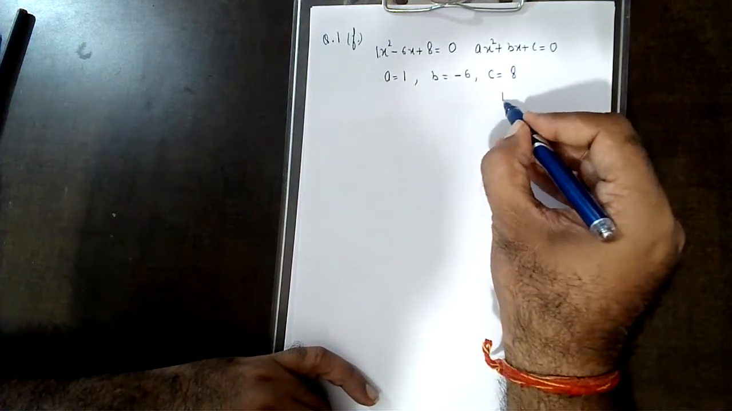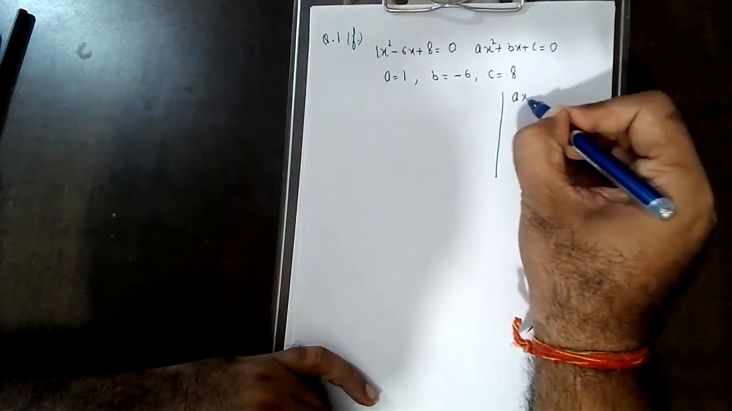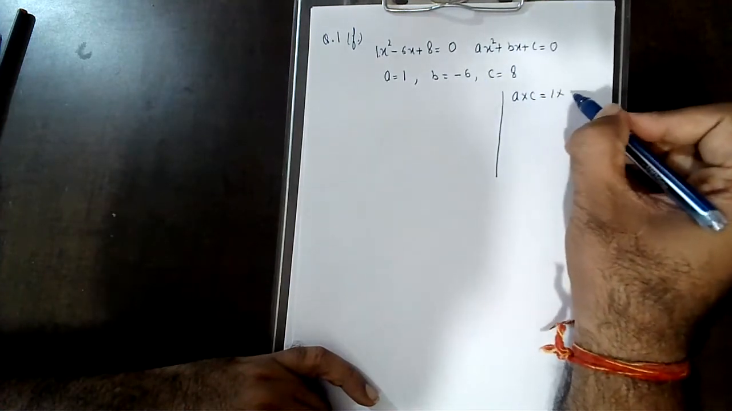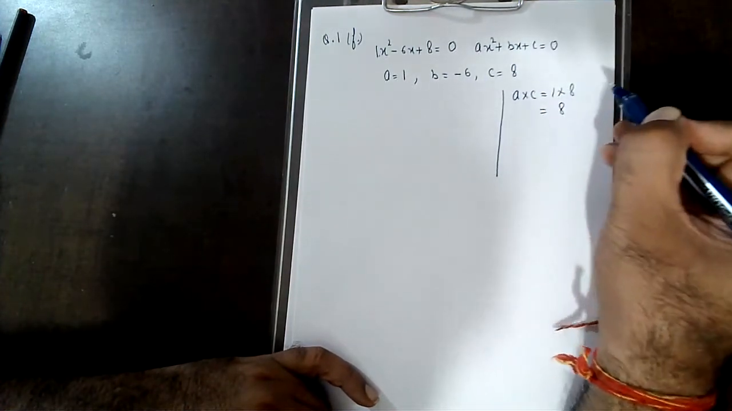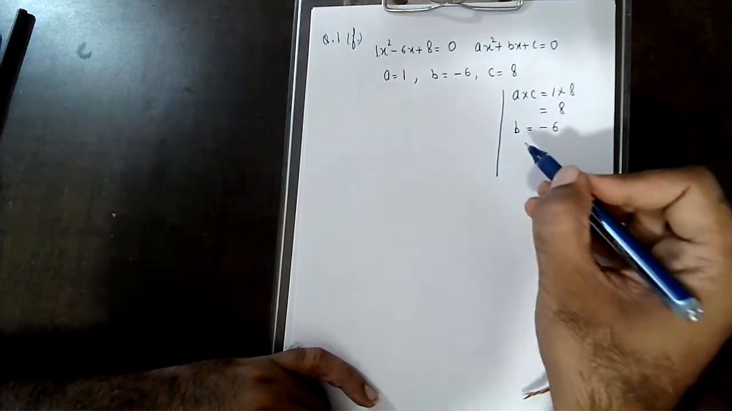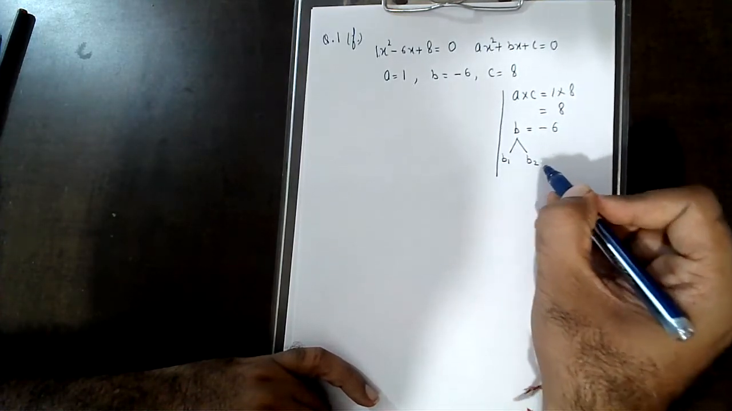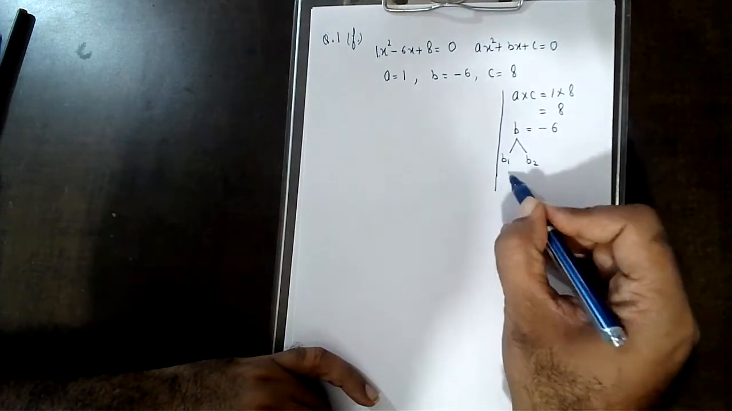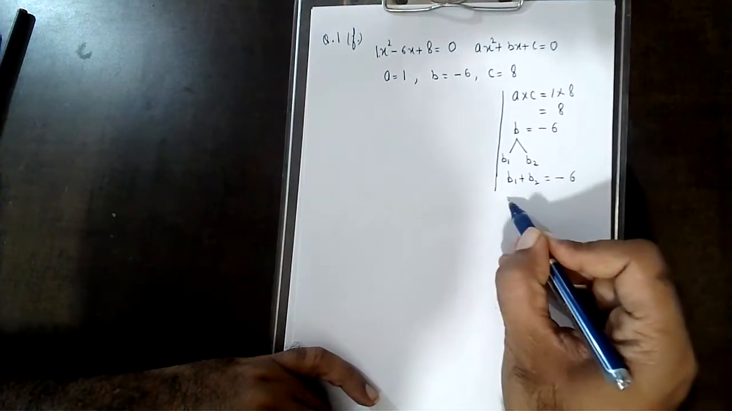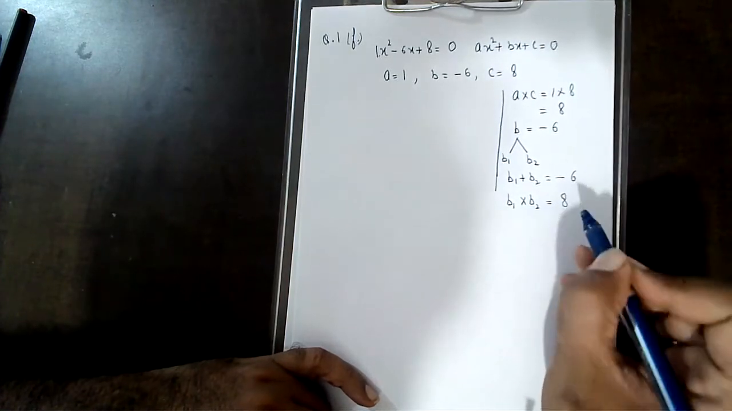Okay, now we have to split B. First, we will write A into C. A into C is 1 into 8, is equal to 8. Here we have B is equal to minus 6. We have to split it into two parts, B1 and B2, such that B1 plus B2 is equal to minus 6, and B1 multiplied by B2 is equal to AC, that is 8.